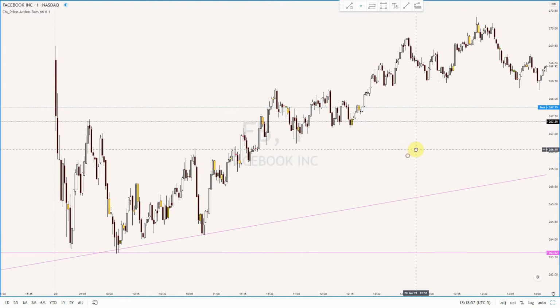There are times, I will warn you, that by waiting, you may miss an entry into a trade because maybe it does just take off.